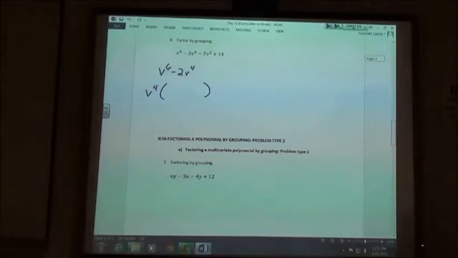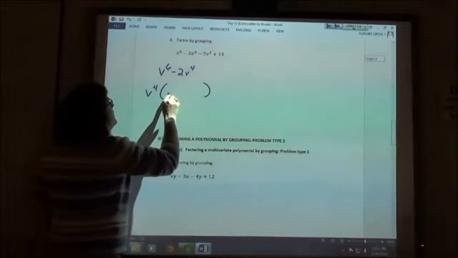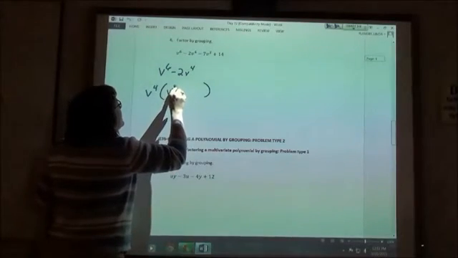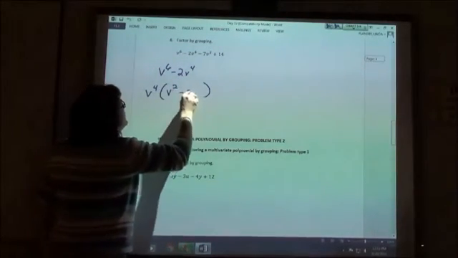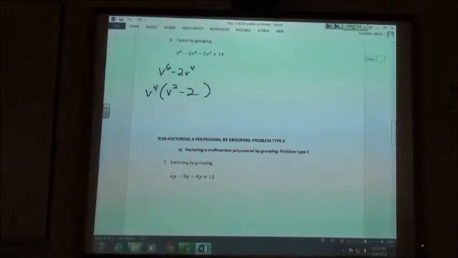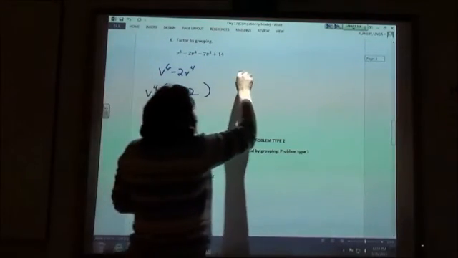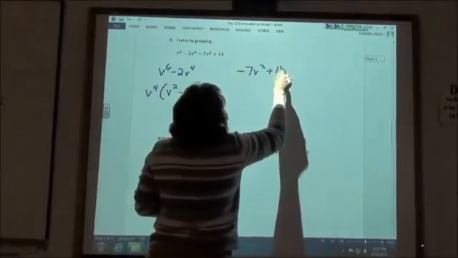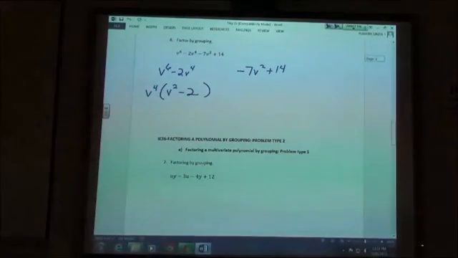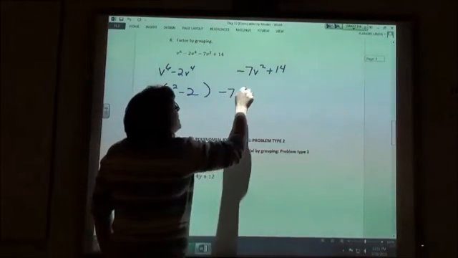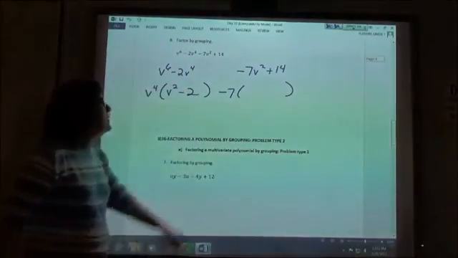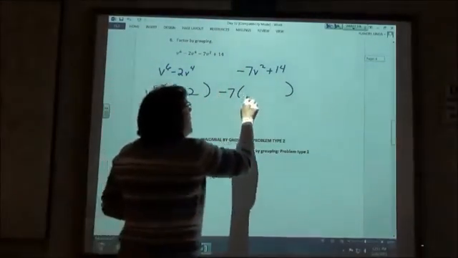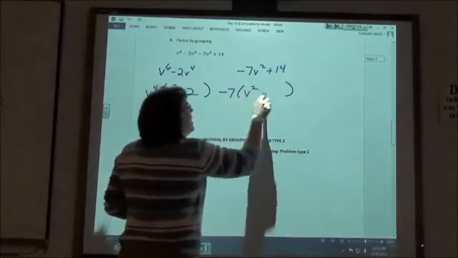And if I divide out my v to the 4th, I'm going to get v squared minus 2. So then I have negative 7v squared plus 14. What do I need to divide out of there? Not 7, but negative 7, because I want to end up with a positive v squared. So I need my signs to change, so I got to take the negative out. Negative divided by a negative makes that a positive, and a positive divided by a negative is going to make that a negative.